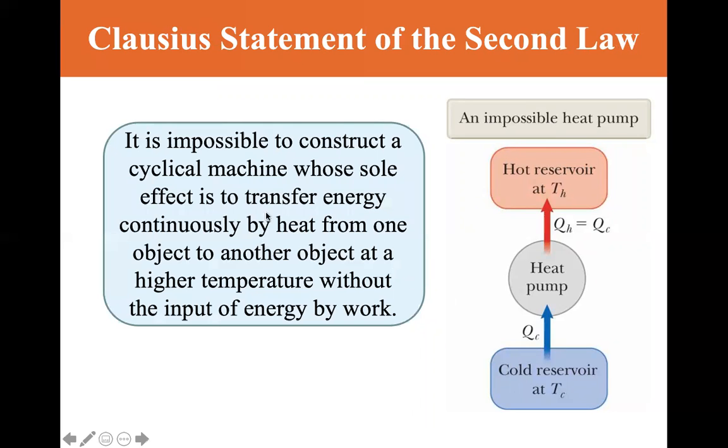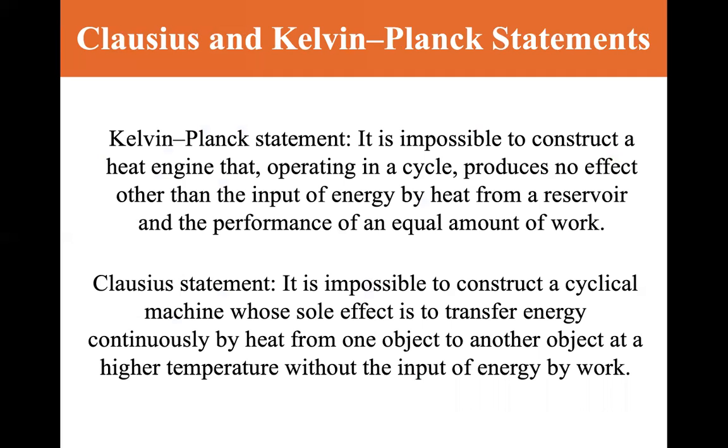So here's an impossible situation. Let's read the paragraph. It is impossible to construct a cyclic machine whose sole effect is to transfer energy continuously by heat from one object to another object at a higher temperature without the input of energy by work. We learned in previous chapters that energy goes from a hotter item to a colder item. It's not spontaneously going to go from cold to hot. That's the impossible situation they're showing here: with no work, notice there's no green arrow, no work being put in, it's not going to arbitrarily pull cold temperature and transfer it to the hot. That's the impossibility part.